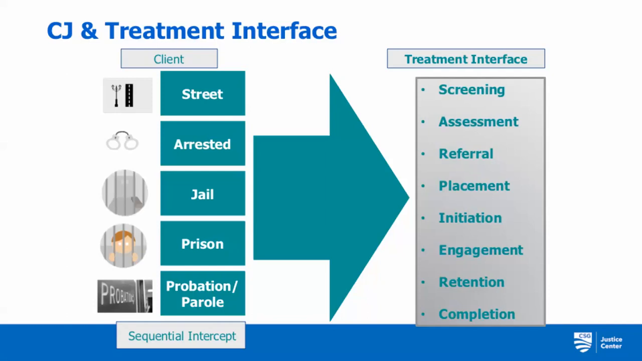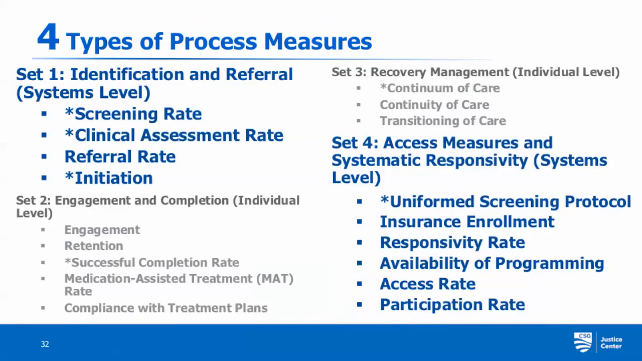So this is kind of what we're trying to do, is basically figure out how, regardless of where people start off, we can get them into a continuum of care. As part of the interface measures, we developed 4 types of measures. 2 are system level measures and 2 are at the client level. And I've highlighted them here, set 1 and set 4.